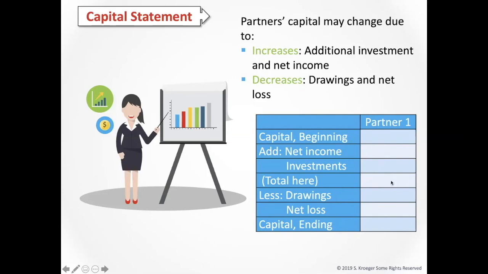Total it up, and then do your subtractions. If the partner withdrew money from the partnership, that would go here. And then if there was a net loss, that would also be subtracted from it. Like I said, you're not going to have all of these lines. Like you would not have a net income and a net loss at the same time. You would have one or the other. Once you total everything up, that would be their capital at the end of the year.